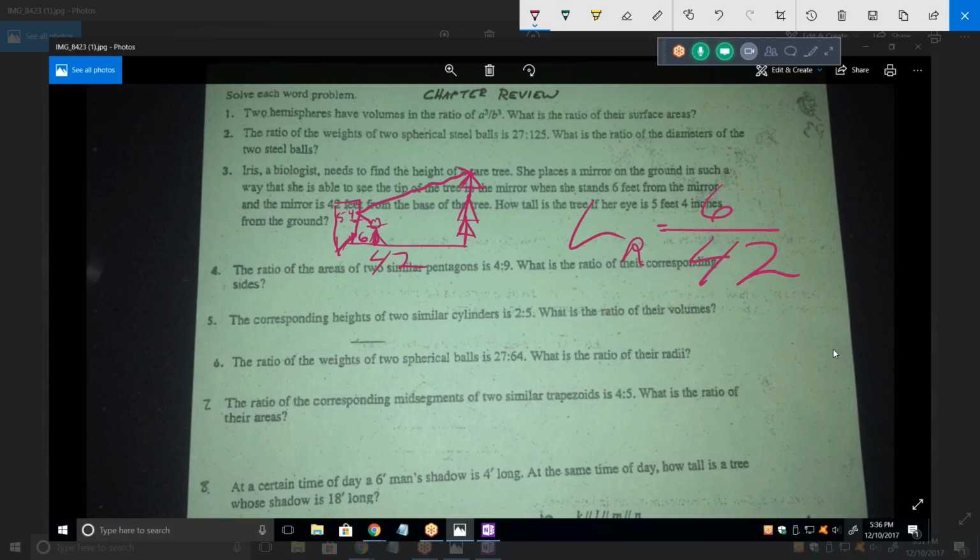Actually, I hate it. I think it's a terrible way to teach this stuff. I think big over little works a lot better.